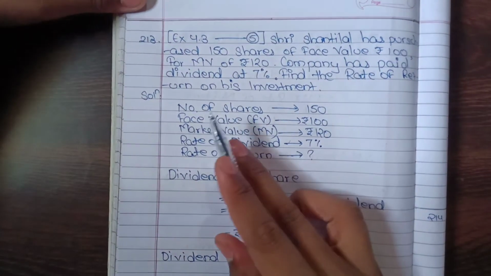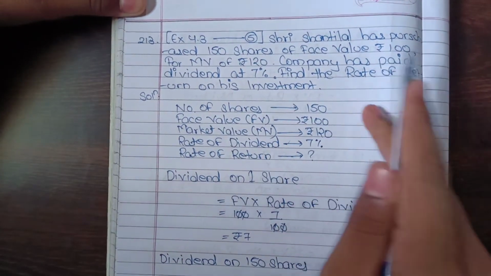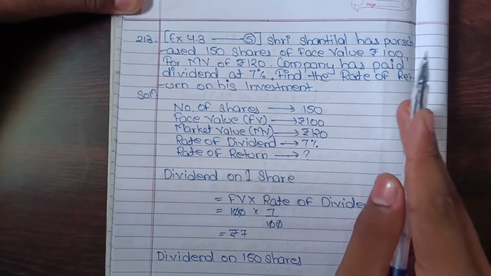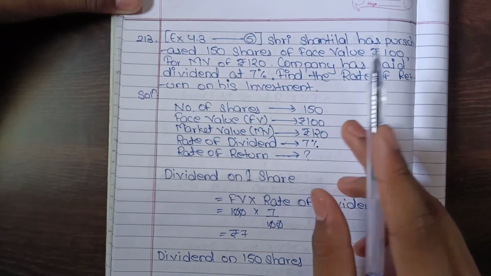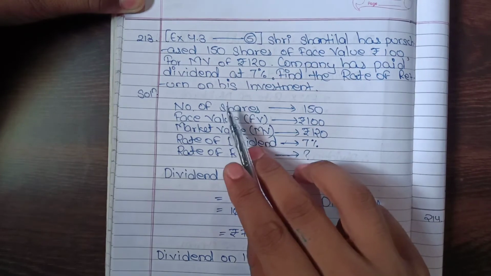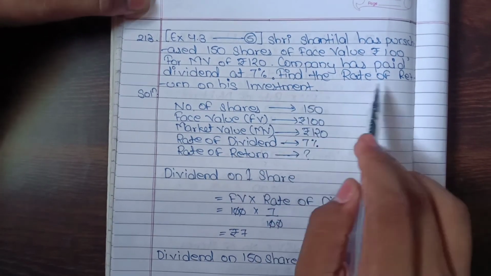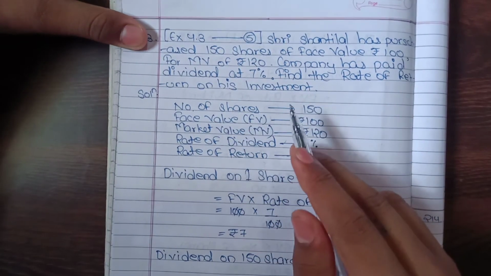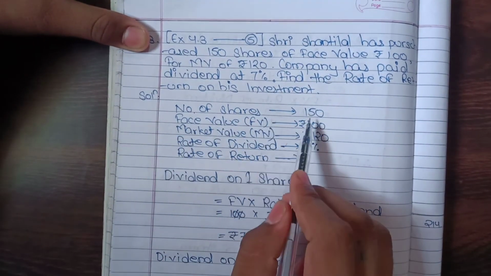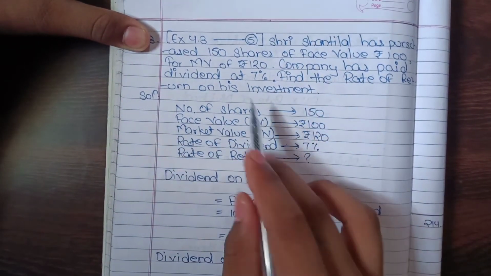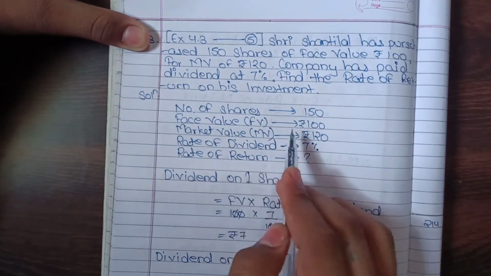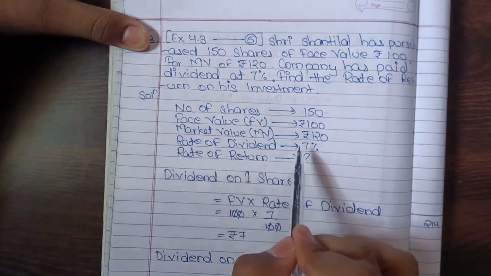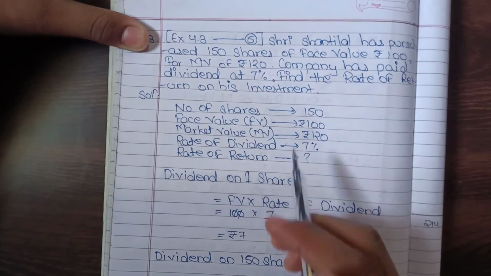So here in this question what we are given is Shri Shantilal has purchased 150 shares of face value ₹100 for market value ₹120. Company has paid a dividend of 7%. Find the rate of return on his investment. So we will bring out a summary of all the details given above. We get number of shares is 150, face value ₹100, market value ₹120, and the rate of dividend is 7%. Now we have to find the rate of return.